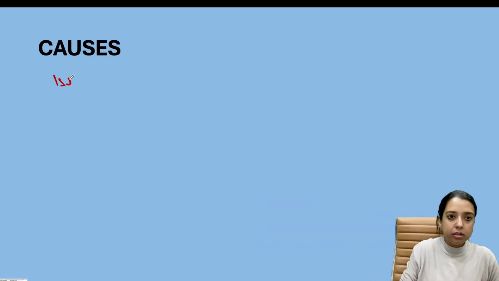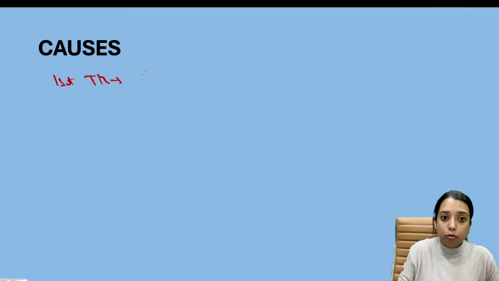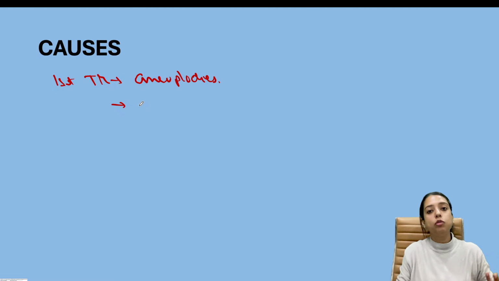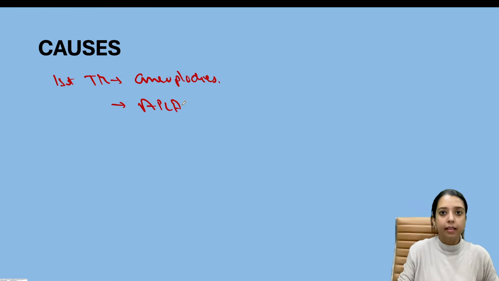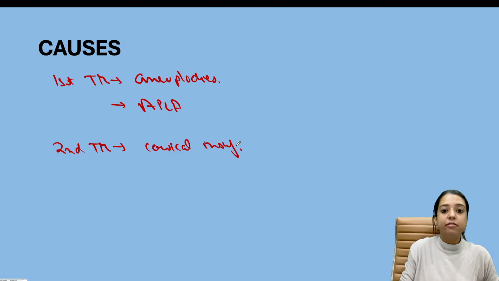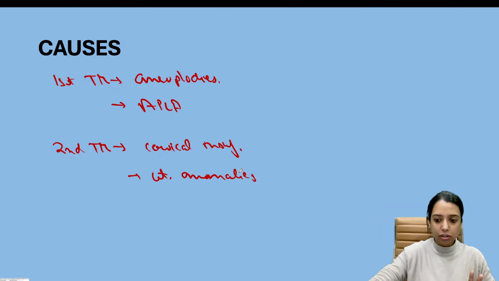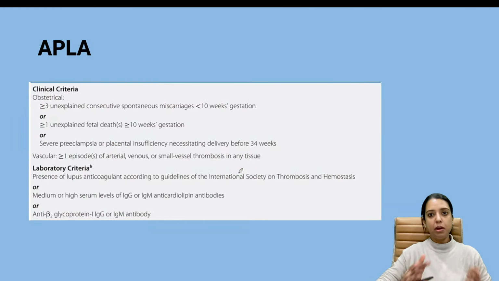Now, what are the causes? In the first trimester, the most common cause is chromosomal aneuploidies. Then the other causes are mother's autoimmune disorders, APLA. In the second trimester, the most important cause is cervical insufficiency. Other than that, uterine anomalies. These are the more important causes of recurrent pregnancy loss. Questions are asked on 2: cervical insufficiency and APLA.